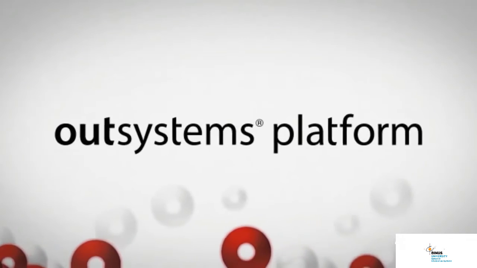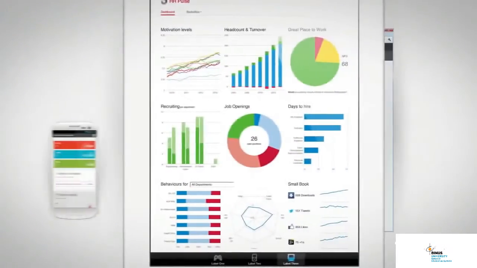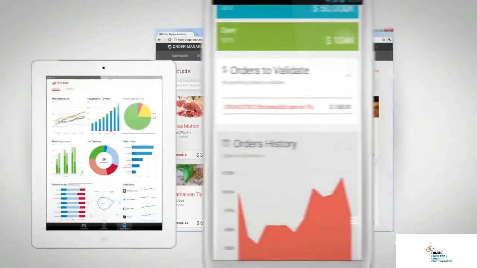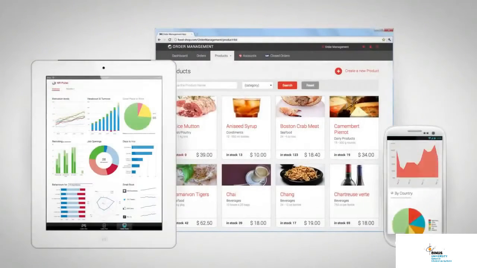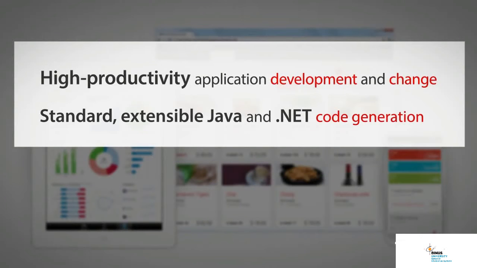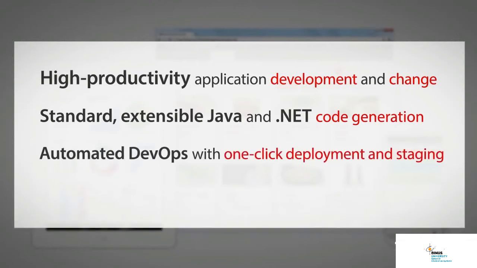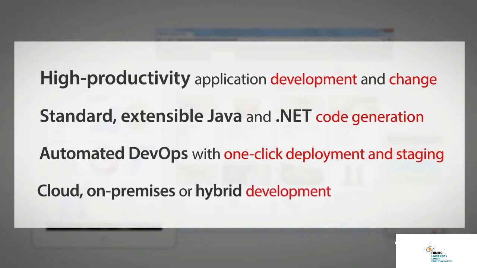OutSystems makes it exceedingly easy to build, deploy, and manage enterprise web and mobile applications, helping IT deliver innovative business solutions fast. The OutSystems platform combines high productivity application development, standard extensible Java and .NET code generation, automated DevOps with one-click deployment and staging, and cloud, on-premises, or hybrid development and deployment environments.